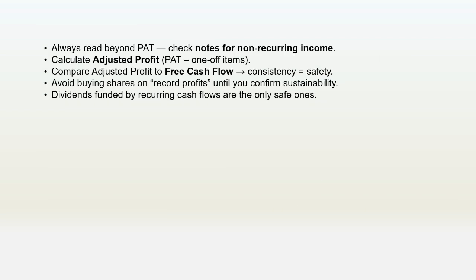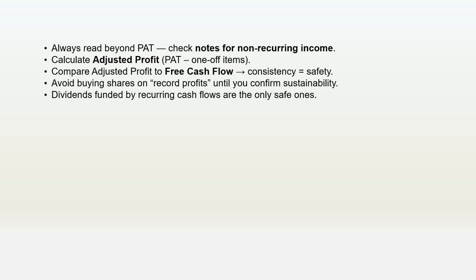So always read beyond profit after tax. It's not the final thing. Don't go straight to profit after tax. Interrogate that financial statement, the P&L. Check notes for non-recurring income. Exclude them. You'll have the real income that the business is generating. Then calculate adjusted profit. That is profit after tax minus all the one-off items. Now adjusted profit is the actual profit you should be dealing with.